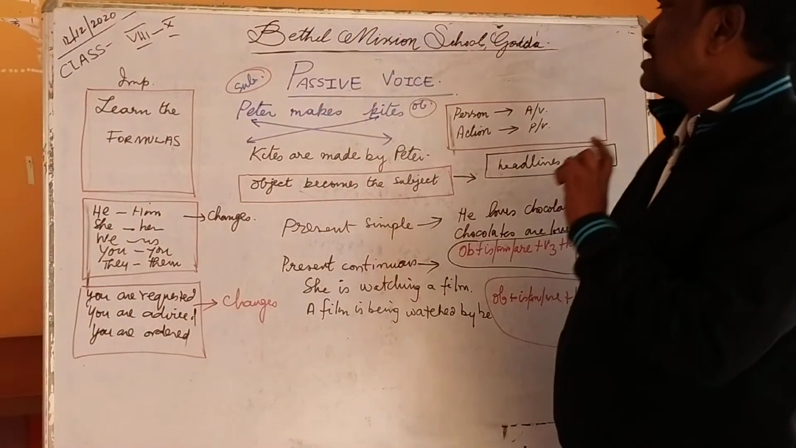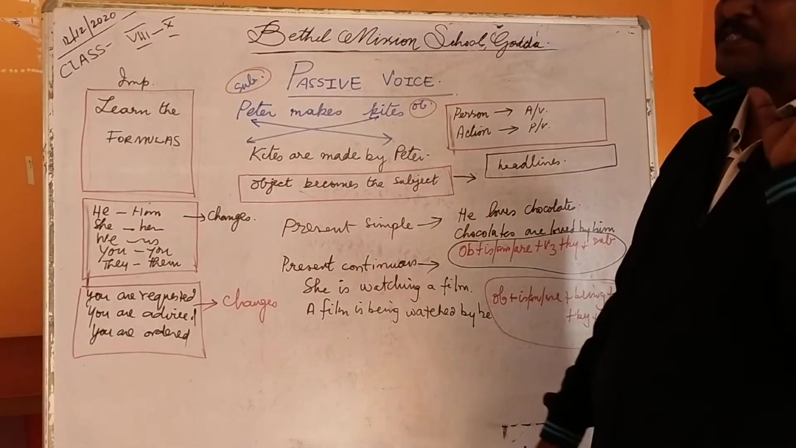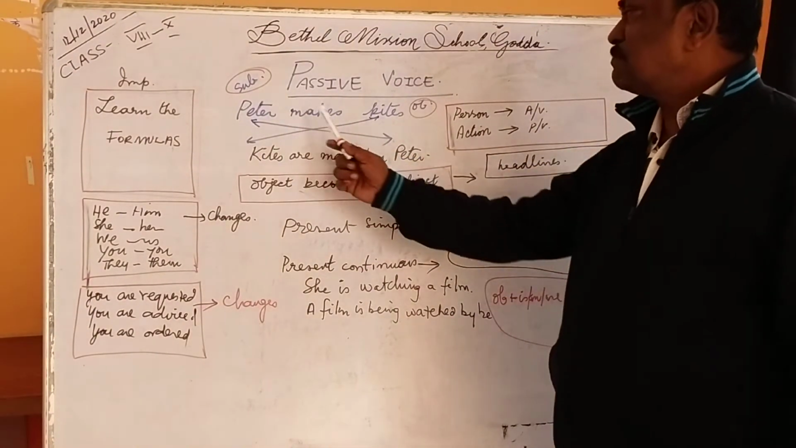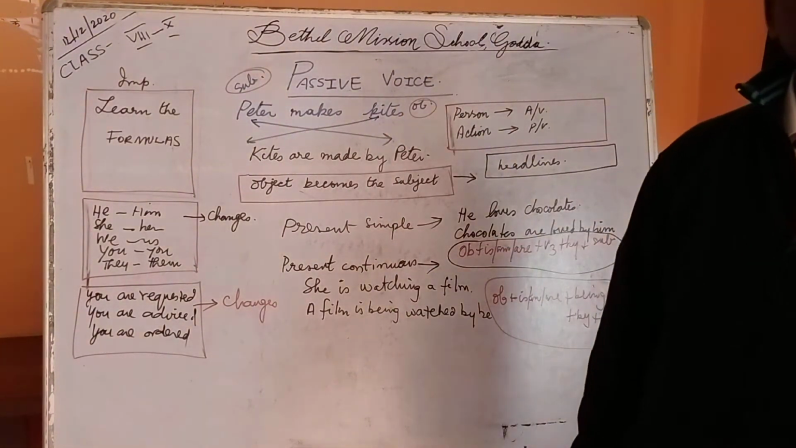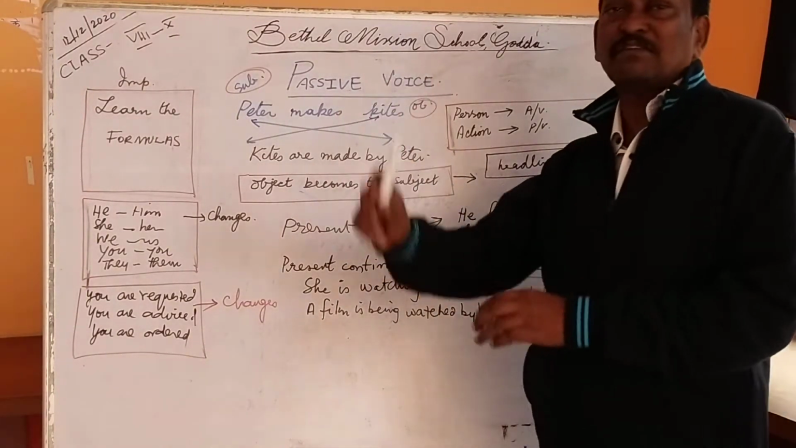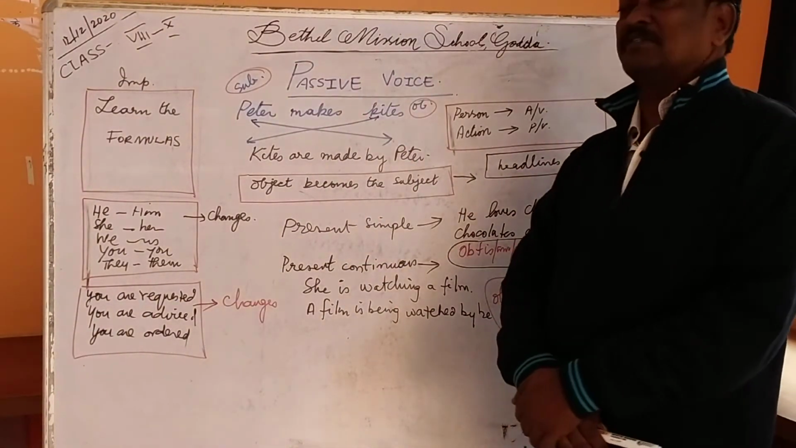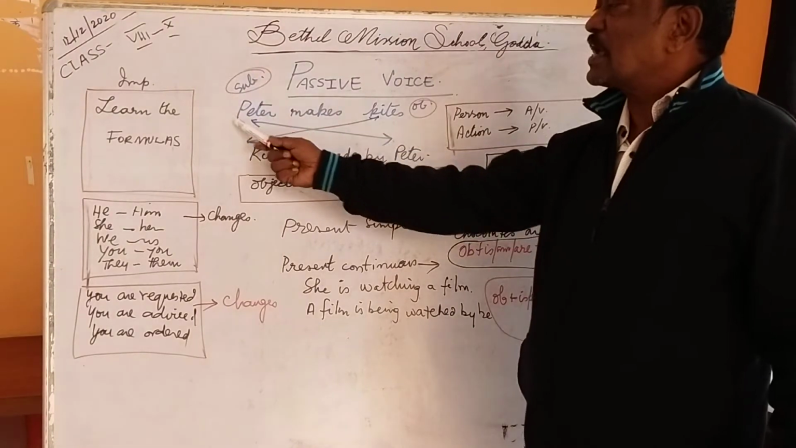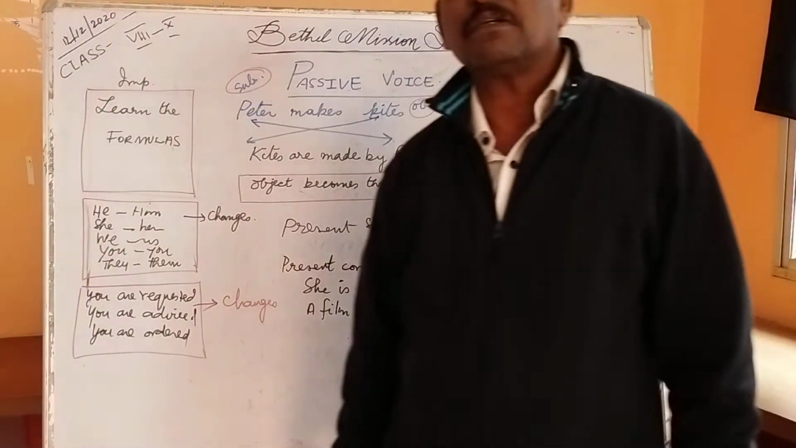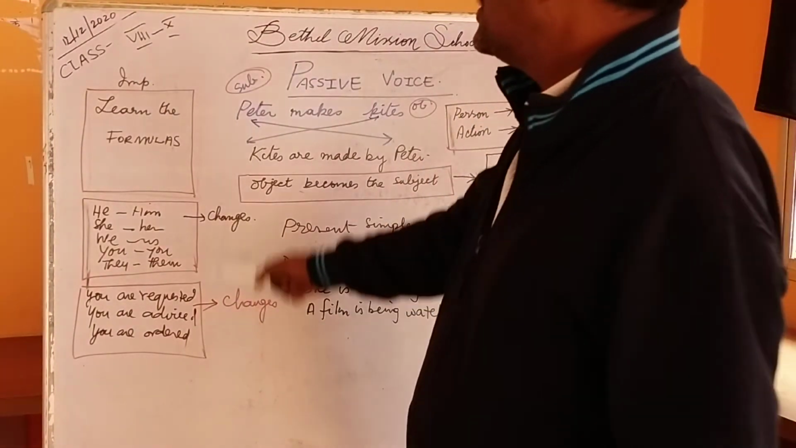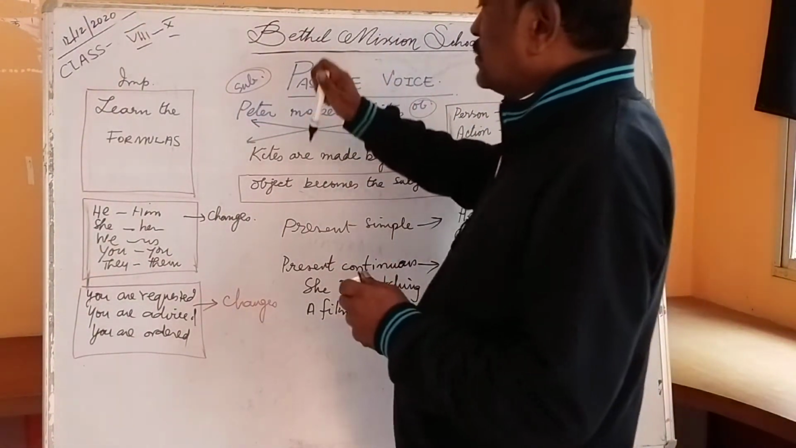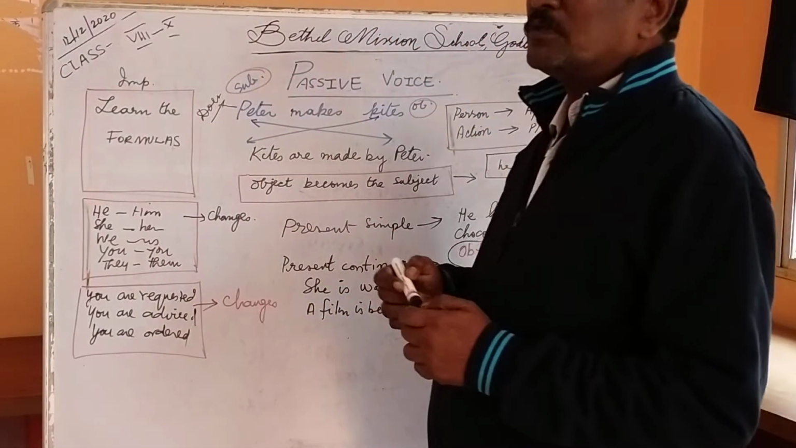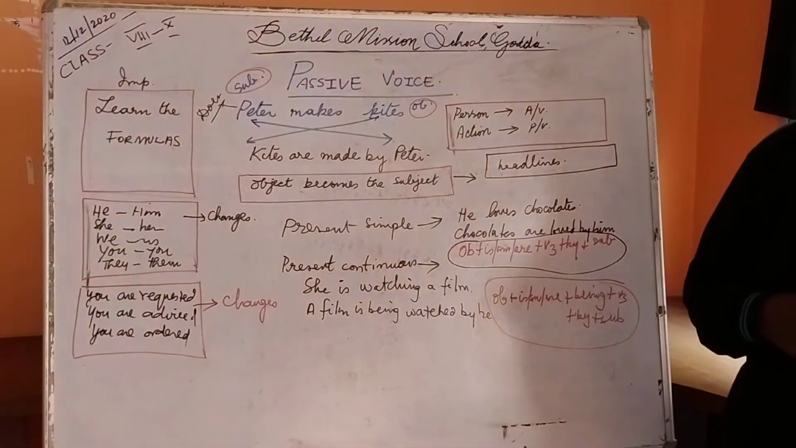Let's give a thought over it, or let's find out what exactly is this active and passive voice. You look at the sentence, Peter makes kites. A very simple sentence. It is in the simple present. So, Peter, as you see here, is the person who does something. He is the doer of the action. So what does the doer do? The doer makes kites.